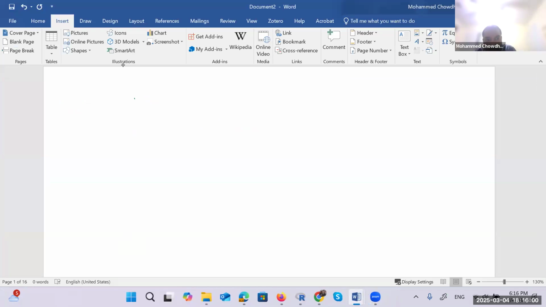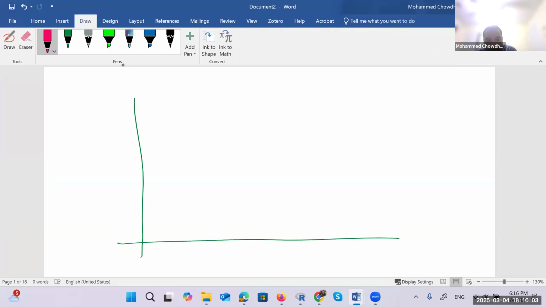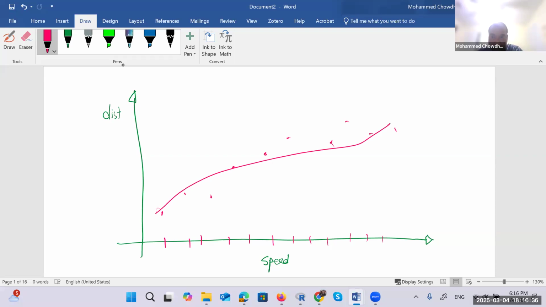So if I want to write in here like this, and then I want to put speed here, and I want to put distance here, something like this. So speed is going this way, and distance is something like this. And for this, we want to construct a curve this way. Okay, so how can I do these things?